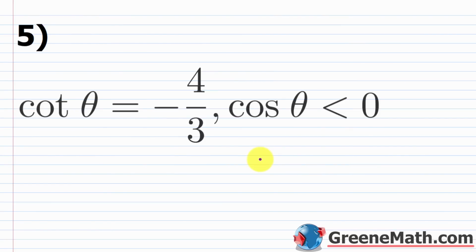All right, let's take a look at problem number 5. So we have that cotangent of theta is equal to -4/3. And then we're given that the cosine of theta is less than 0, or you could say negative. So the cotangent of theta is negative and the cosine of theta is negative.